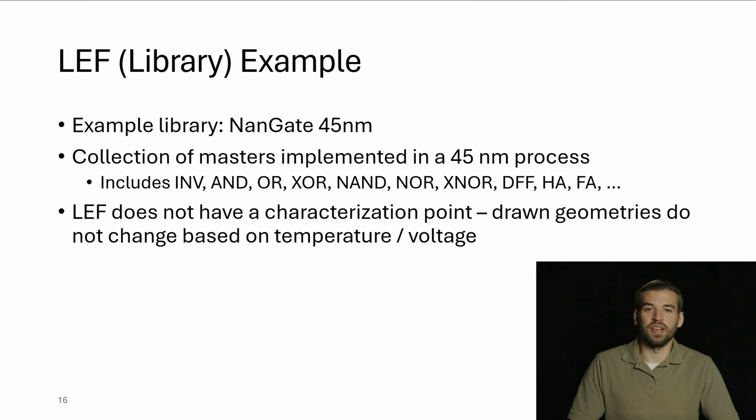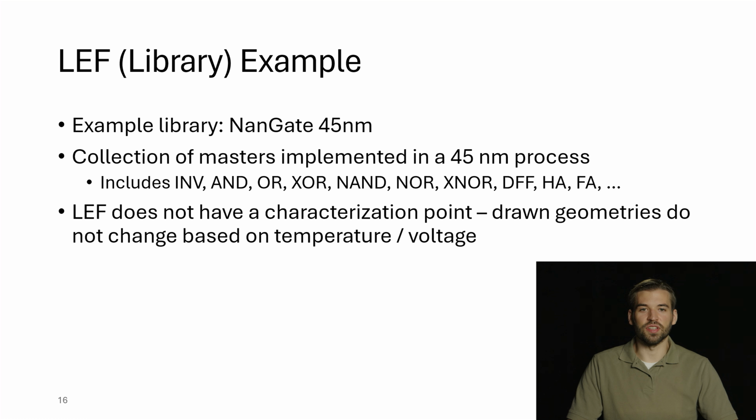Let's look at an example of some important features that show up in a library LEF file. So this example is taken again from the NAND 45 nanometer cell library, and it has the same list of master cells, but one important difference to note is that LEF does not have a characterization point. The way that you draw the master doesn't depend on operating conditions, so it's not really necessary to specify anything like that.